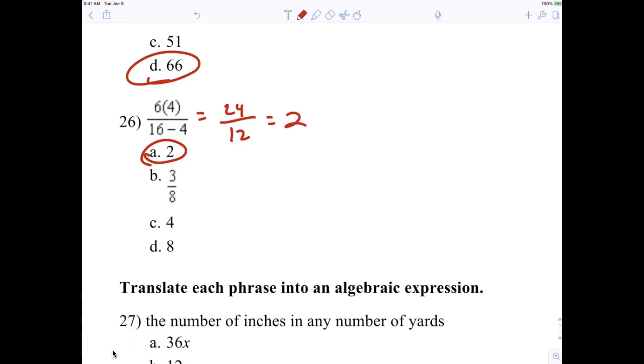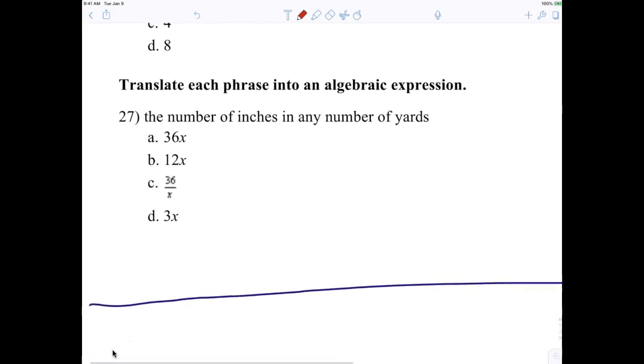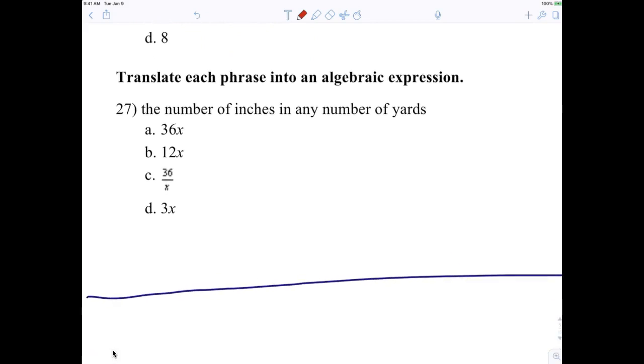Easy as that. And last one I asked you to do: the number of inches in any number of yards. In this one, you had to know how many inches in a yard. How many inches in a yard, guys? You might know? 36. Thank you very much. 36 inches in a yard, right? 12 inches in a foot, 3 feet in a yard. So 36 inches in a yard. So the correct answer was A. Very good.